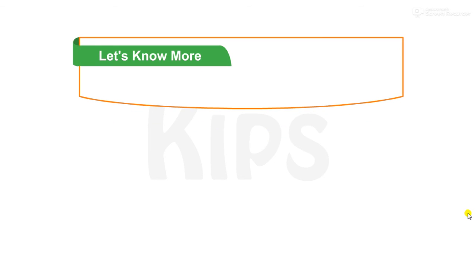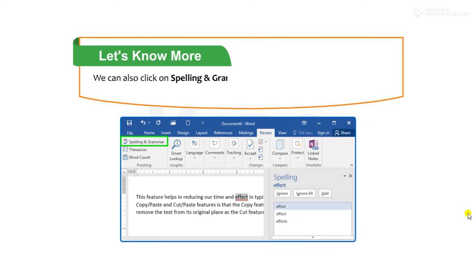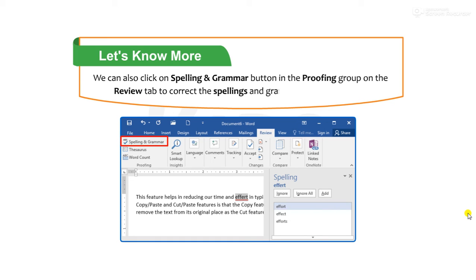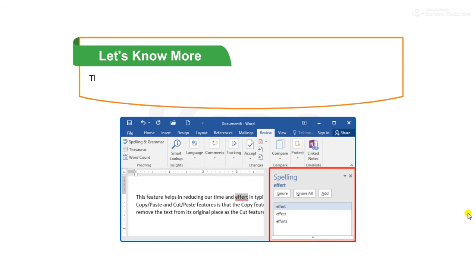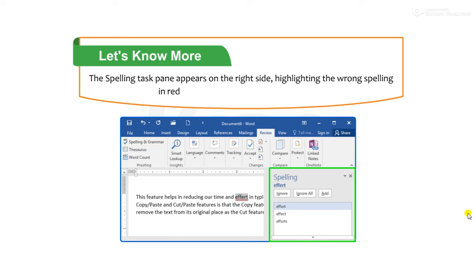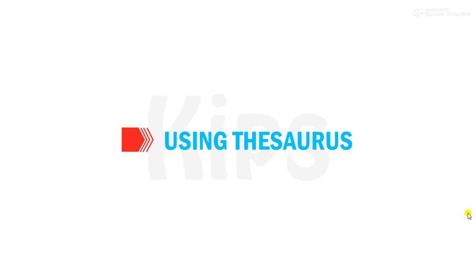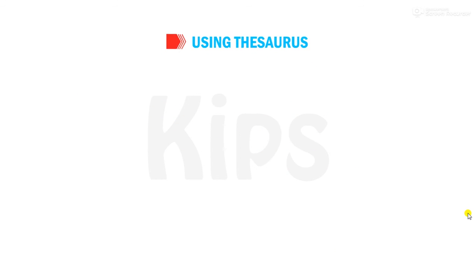Another interesting point is that we can also click on Spelling and Grammar button in the Proofing group on the Review tab to correct the spellings and grammar in the document. The Spelling task pane appears on the right side, highlighting the wrong spelling in red and displaying the list of suggestions. Let us learn how to use Thesaurus now.